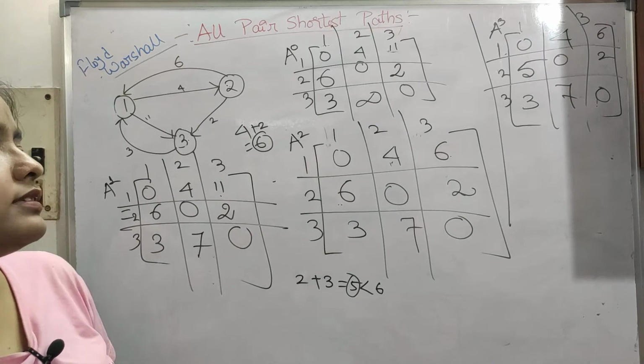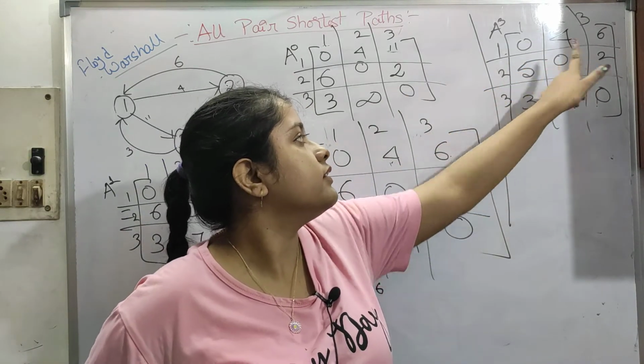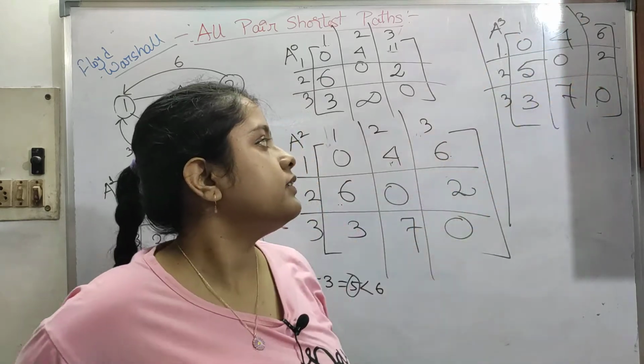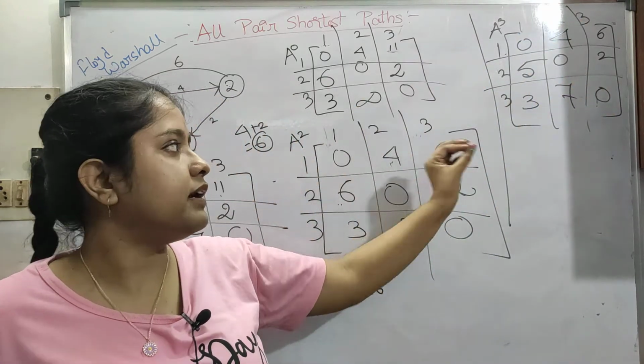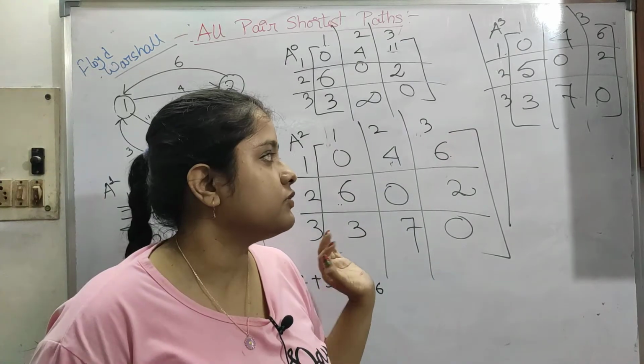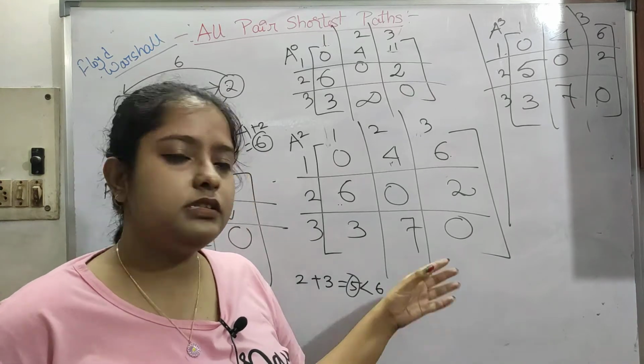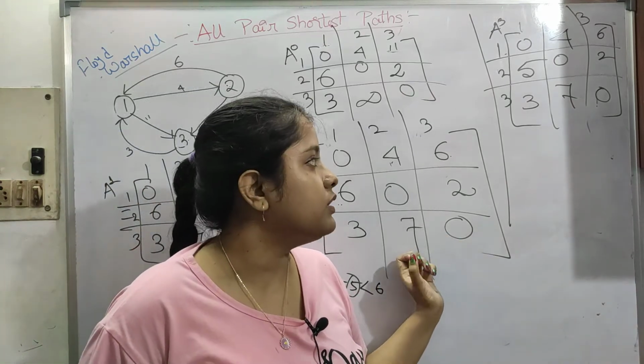So here you can see, if you just see from 2 to 3, you will get this. All pair shortest path is giving, for every pair, you will get the shortest path. So this is basically very easy. You can take more examples and trace it out. It is really easy. There is nothing more to it.